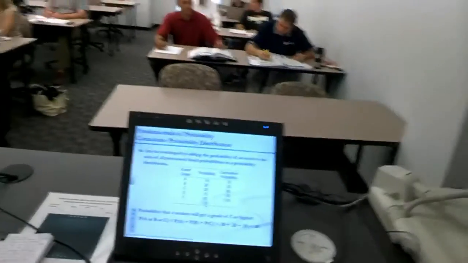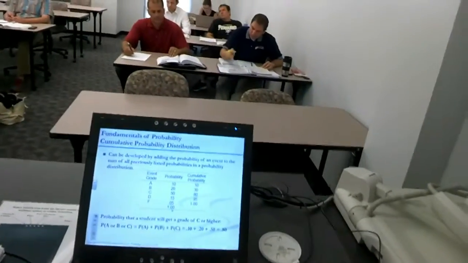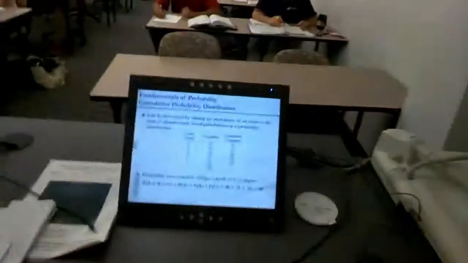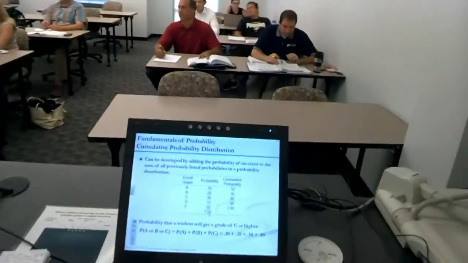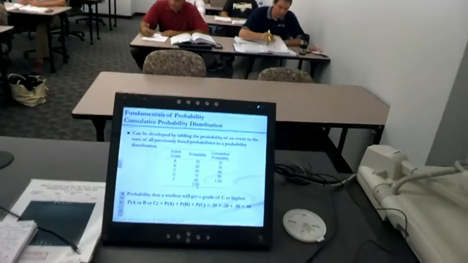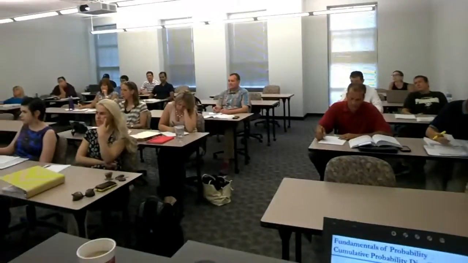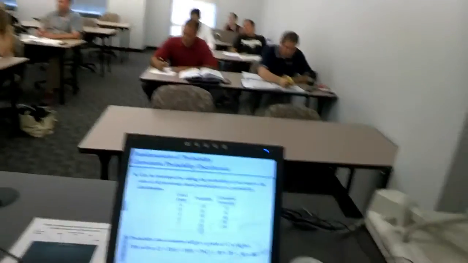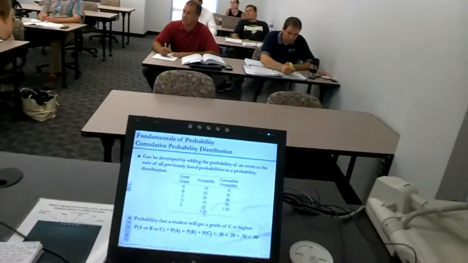So what's the probability a student will get a grade of C or higher in my course? Right? 80%, right? Because you got the probability of A, which is 10%, plus the probability of B, which is 20%, plus the probability of C, which is 50%. Add those up, right?